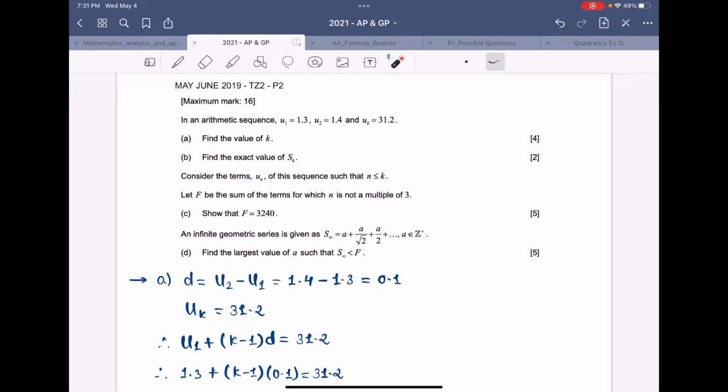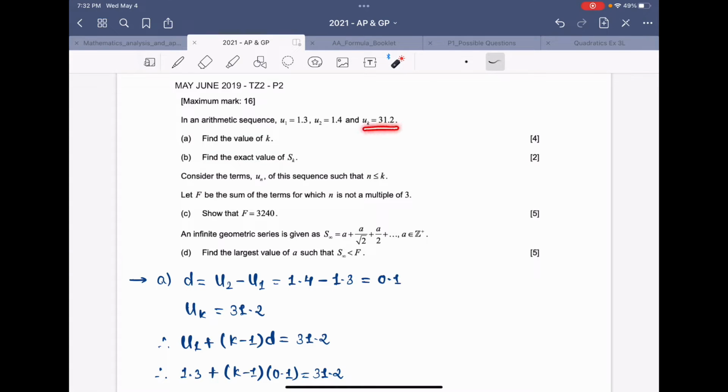May-June 2019, time zone 2, paper 2, maximum marks 16. In an arithmetic sequence, U1 is 1.3, U2 is 1.4 and UK is 31.2. I know the first two terms, and I know it is an arithmetic sequence, so I can find the common difference immediately. The difference is U2 minus U1, or next term minus previous term, which is 1.4 minus 1.3, which is 0.1.